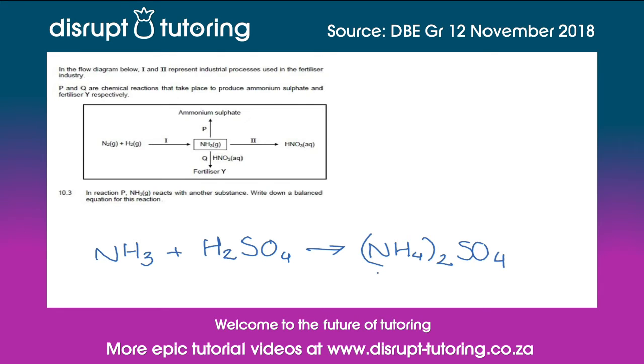2SO4. So we have two ammonium ions bonding with the sulfate ion, because the sulfate ion has an oxidation number of 2- and the ammonium ion has an oxidation number of 1+. So we need two ammonium ions. And then the only thing that we need to do to balance this equation is to put a 2 in front of the ammonia, and that balances our nitrogens and hydrogens because the sulfate is already balanced.